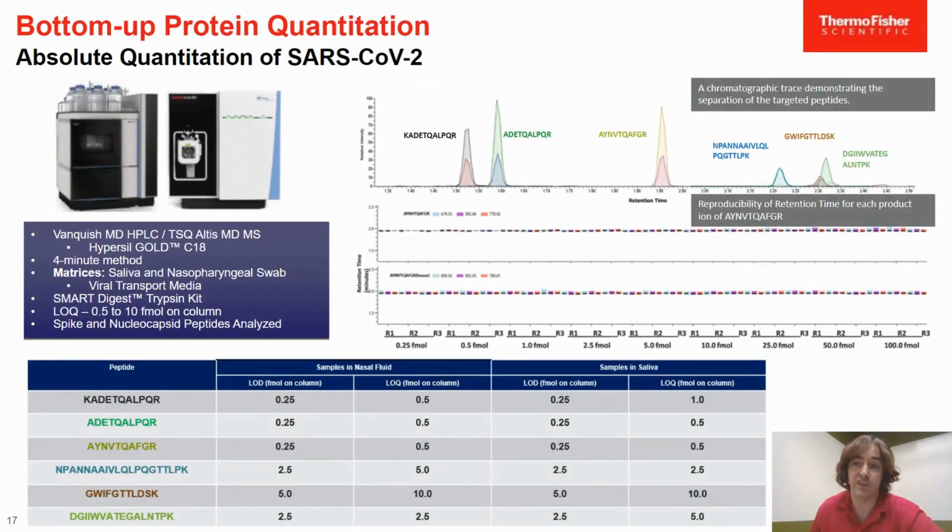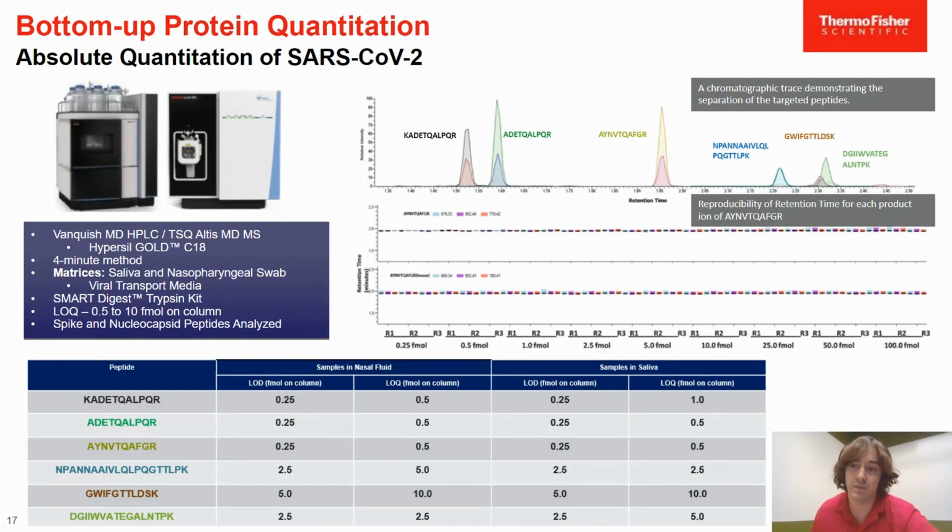So in summary of this first part of the work, a minimal sample preparation method involving the precipitation of proteins from spiked nasal fluid and saliva samples allowed the quick and economic quantitation of each peptide down to sub or low femtomole on column levels for 6 SARS-CoV-2 peptides. One of these peptides was from the externally located spike protein, and 5 were from the internally located nucleocapsid protein.